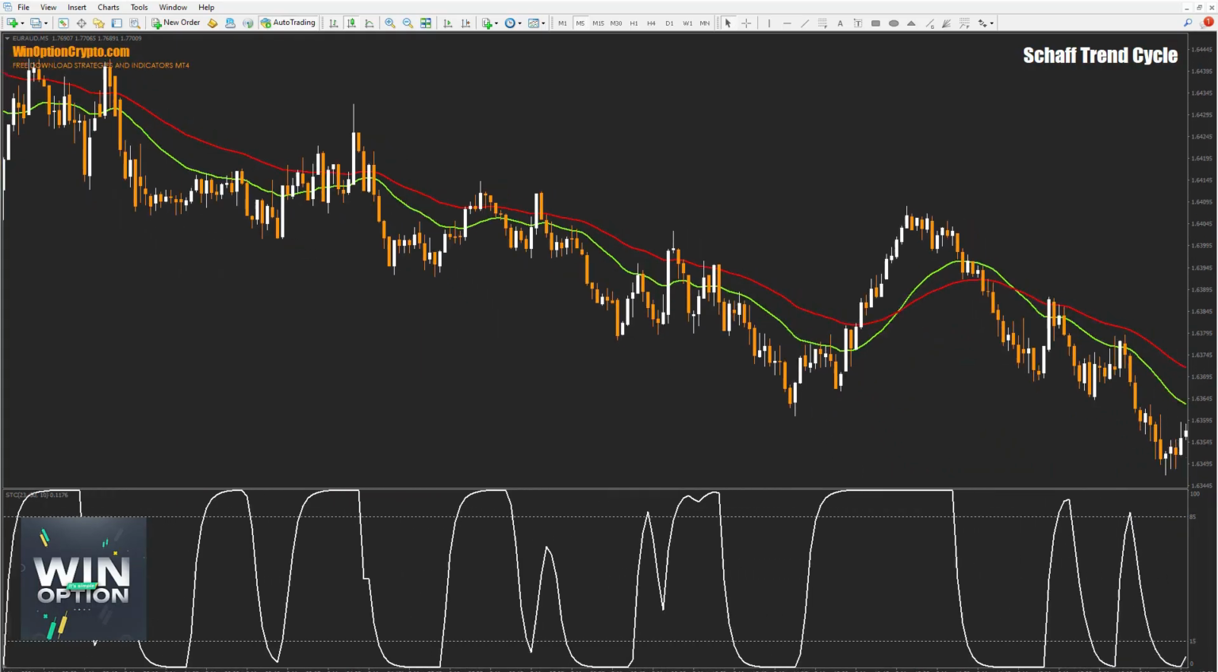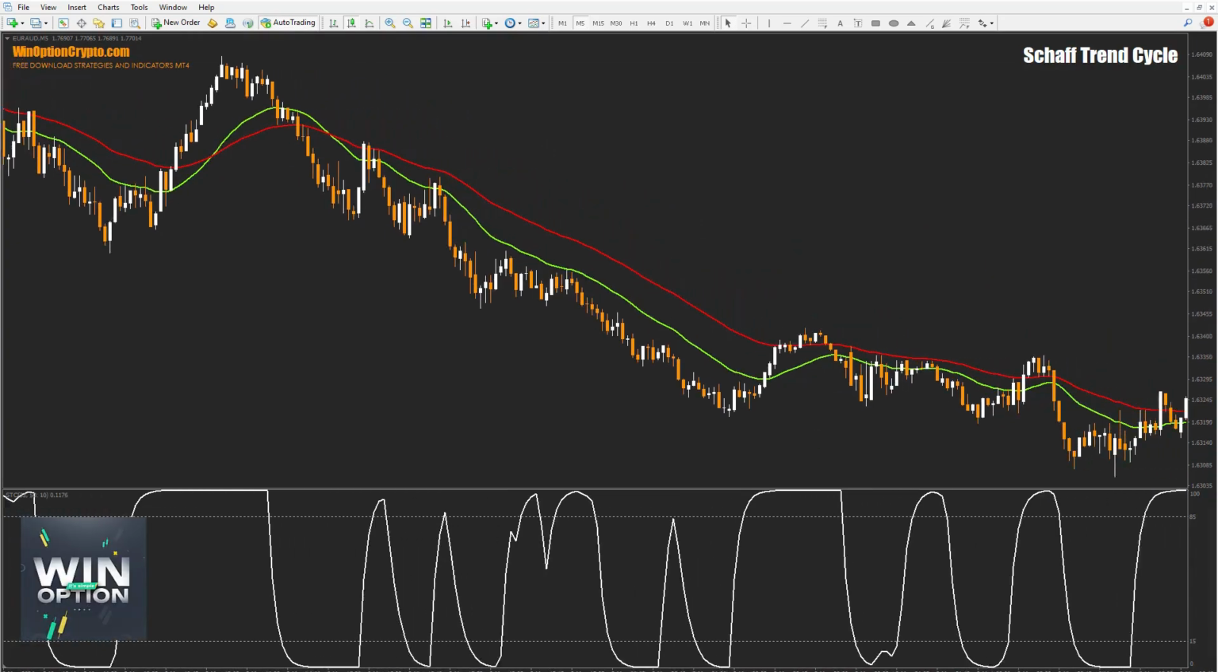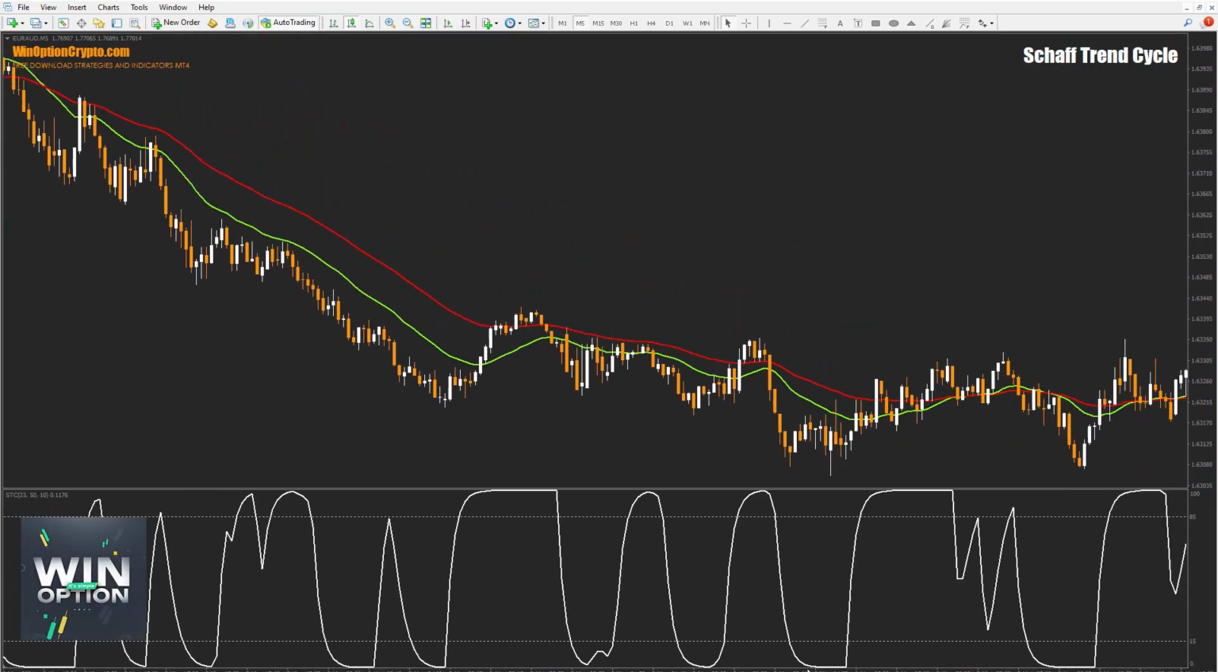The Schaff Trend Cycle is a good addition to the usual moving averages. It adds cyclical analysis, thanks to which the trader will be able to better understand market processes.